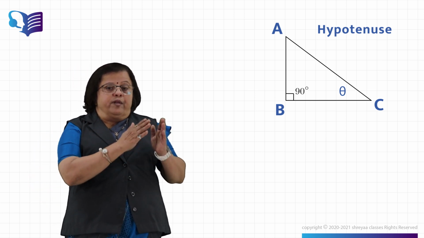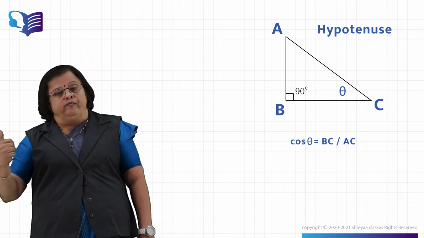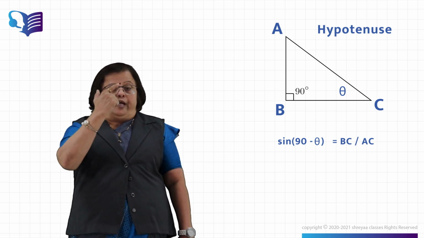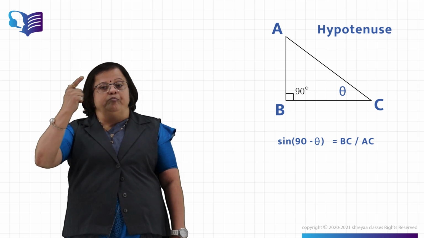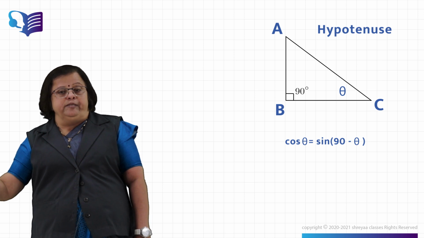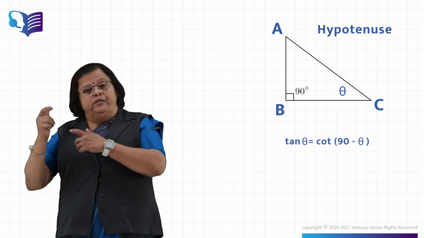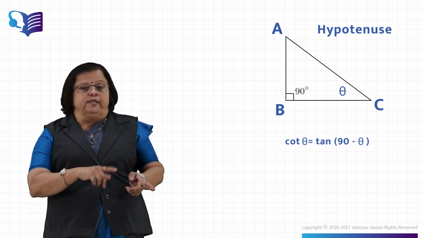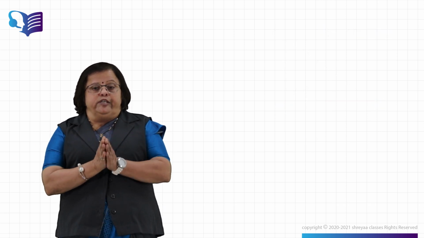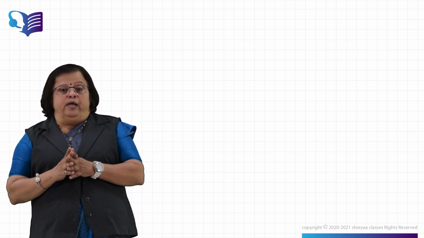Now let us see cos theta. What is cos theta? It is BC upon AC. Very good. Now what is sin of 90 minus theta? Sin of 90 minus theta is BC upon AC. So what we get? Cos theta is equal to sin of 90 minus theta. Similarly, we get tan theta is equal to cot of 90 minus theta and cot theta is equal to tan of 90 minus theta. Very simple. So these are the ratios of complementary angles. That is the fun with complementary angle.